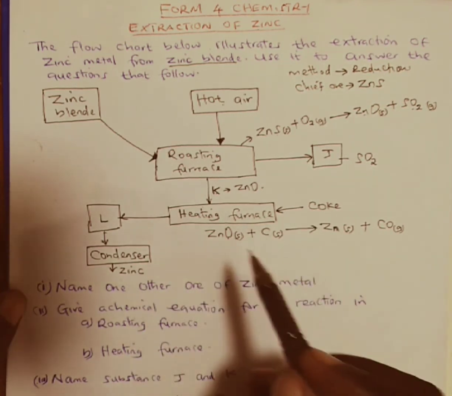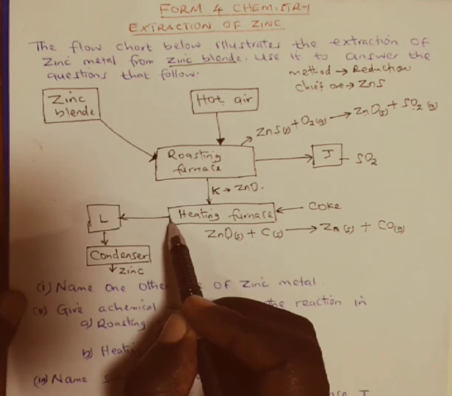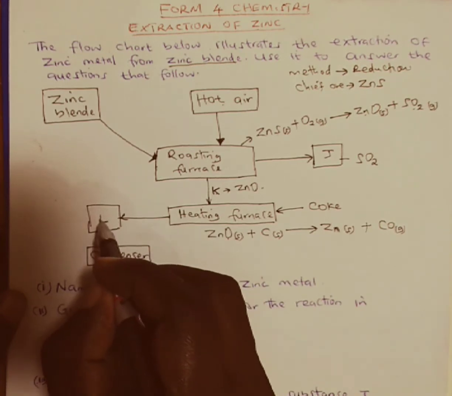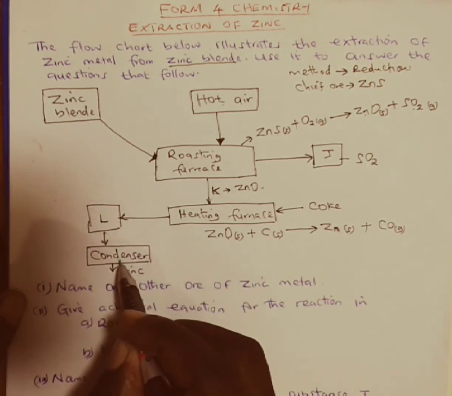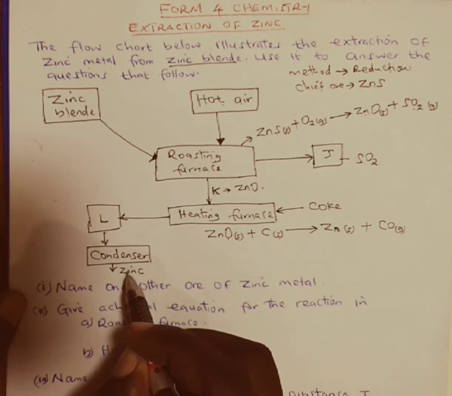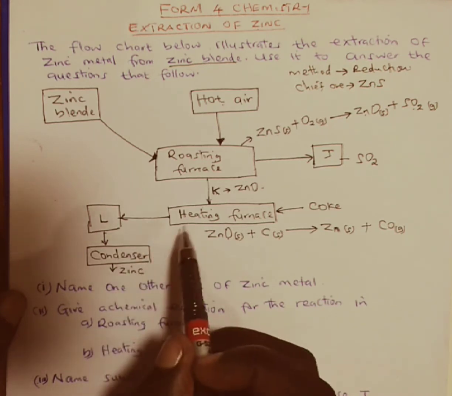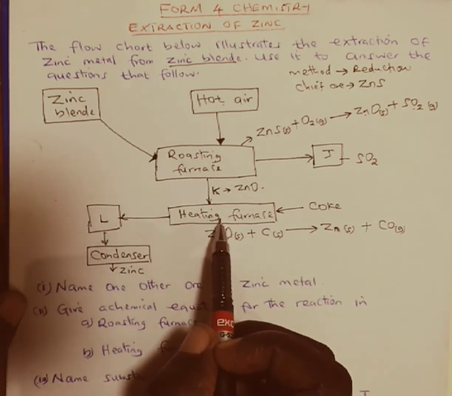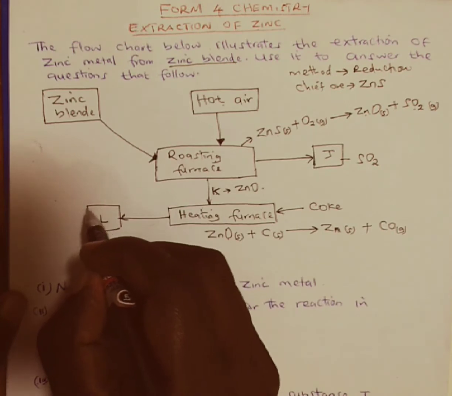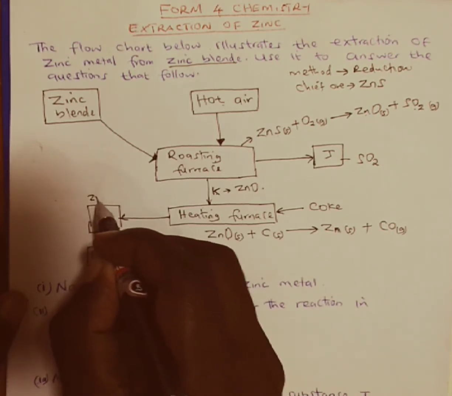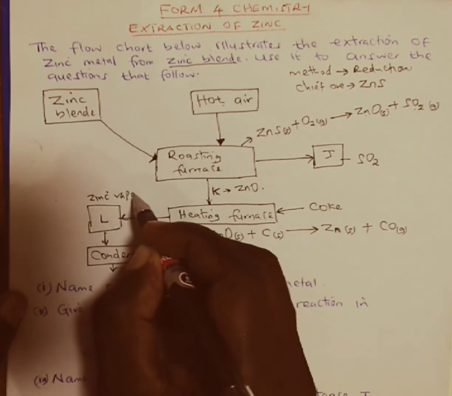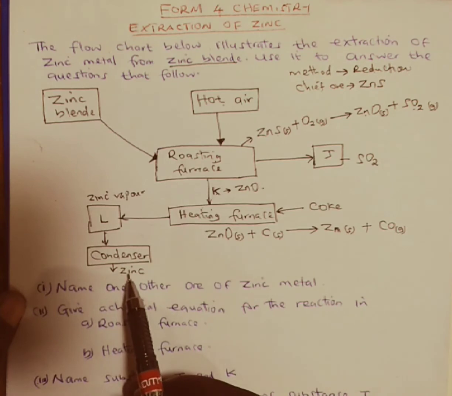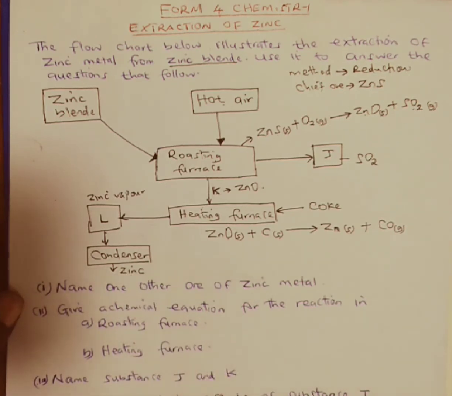From there we have L coming from the heating furnace, and L is the one that we are going to take to the condenser so that we can get zinc, and therefore we are getting zinc metal in form of vapor from the heating furnace because of the high temperatures, and therefore our substance L is zinc vapor, which is going to be condensed into liquid zinc for it to be taken into the storage.